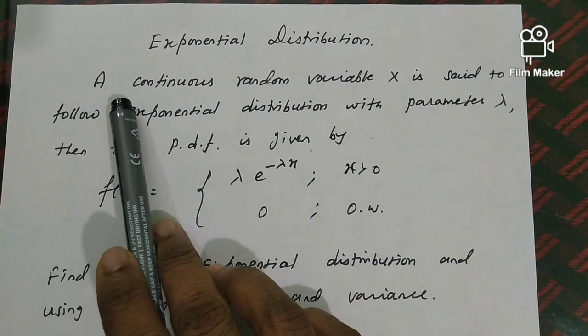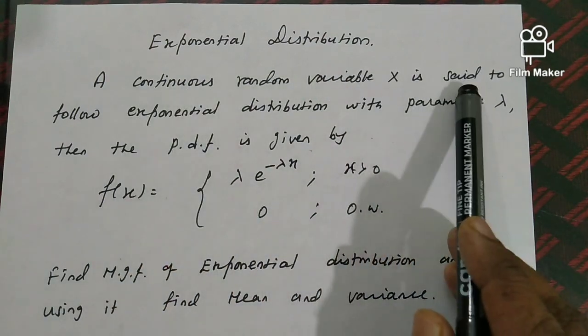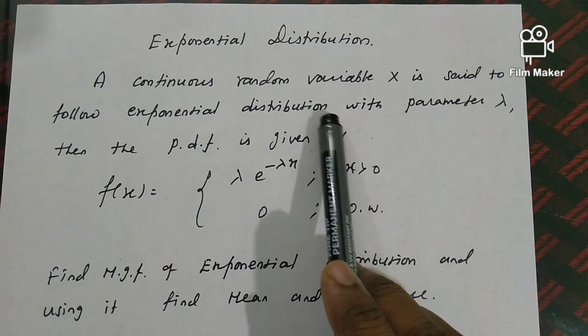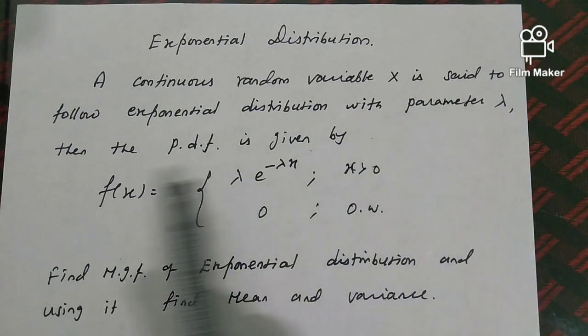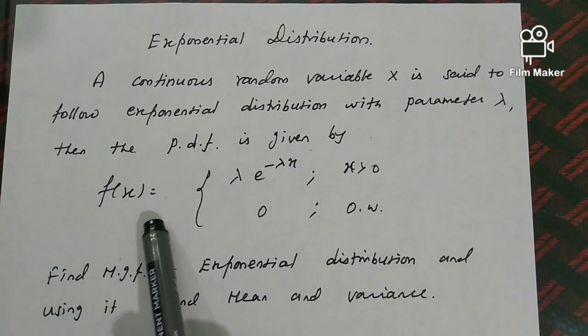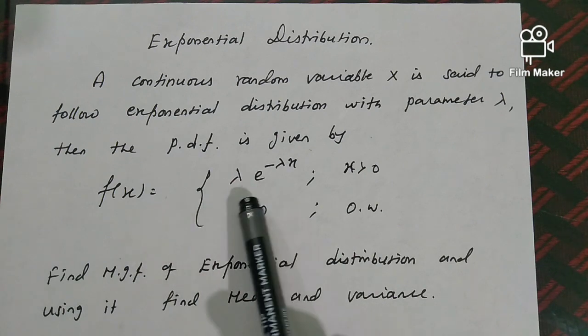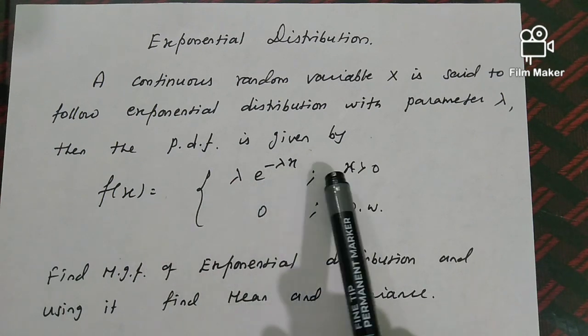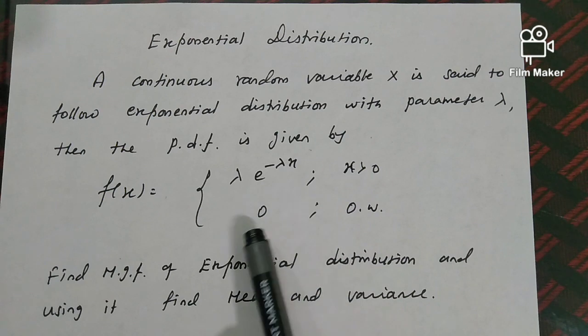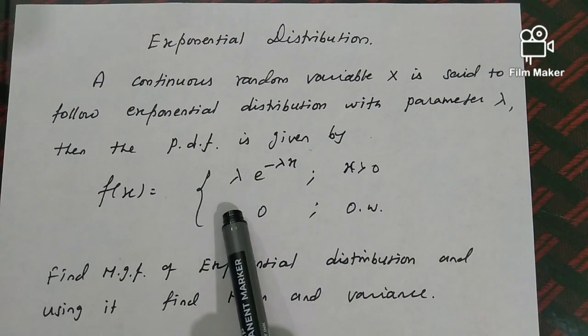The definition: a continuous random variable X is said to follow the exponential distribution with parameter lambda. Then the PDF is given by f of x is equal to lambda e power minus lambda x, such that x greater than 0, and 0 otherwise. So this is the definition for the exponential distribution.